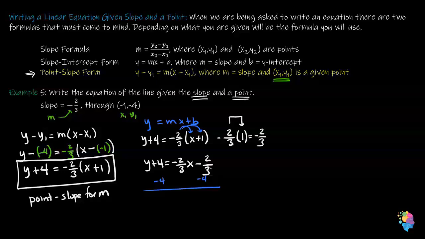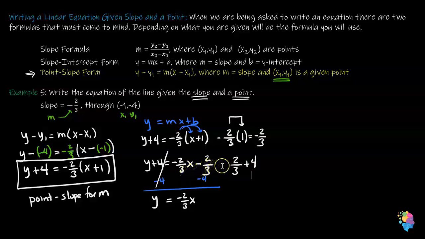Okay, so from left to right, I have y. 4 minus 4, that goes to 0. The minus 2/3 of x. And now this is going to be a tricky one. To begin with, I know that they have the same sign. If numbers have the same sign, I'm supposed to add them. So let's do this on the side. I'm supposed to add 2/3 plus that 4.